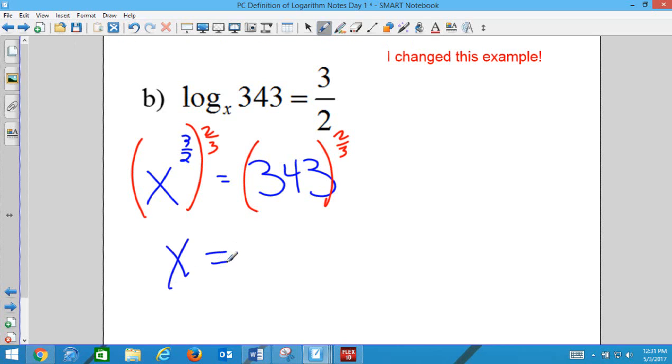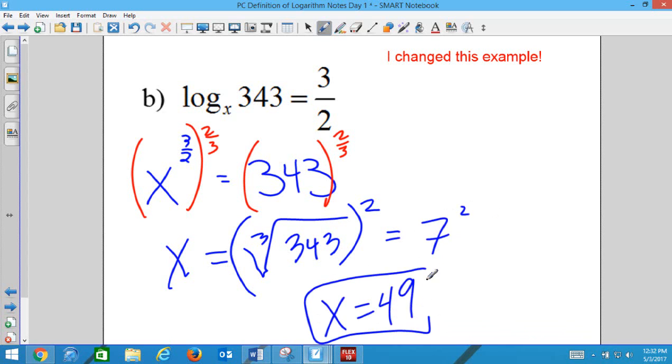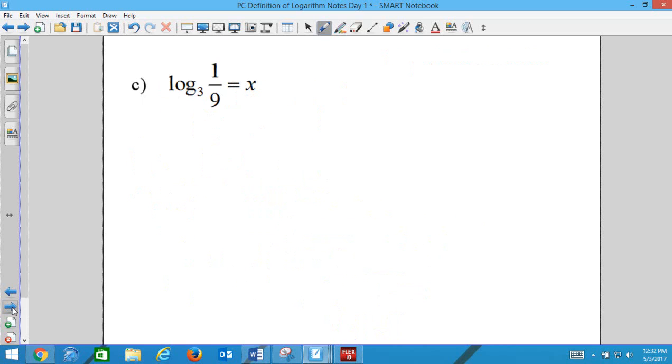And then on this side, are we going to do root first or power first? Should we do cube root first or squared first? Cube root. So we'll do cube root first, then square that answer. What's the cube root of 343? 7. Squared, 49. That's a 49. So I changed this question because I want to make sure we knew how to cancel out that exponent.